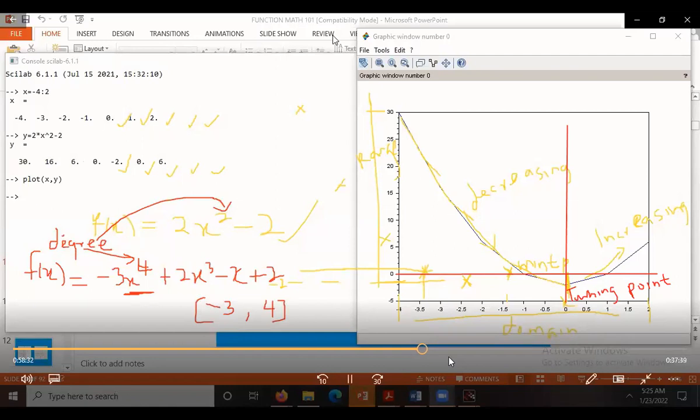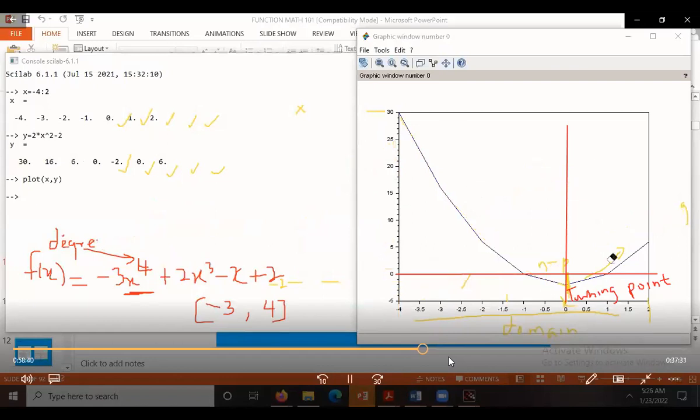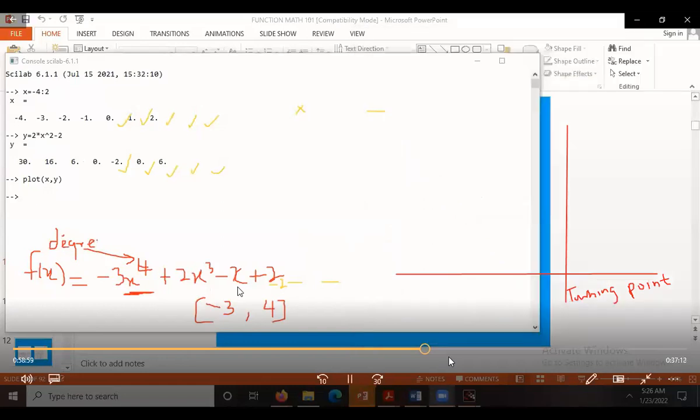portions of the... Please mute your mics if you are not using them. Just mute it. Ernest, mute your mic if you are not using it. Yes, sir.